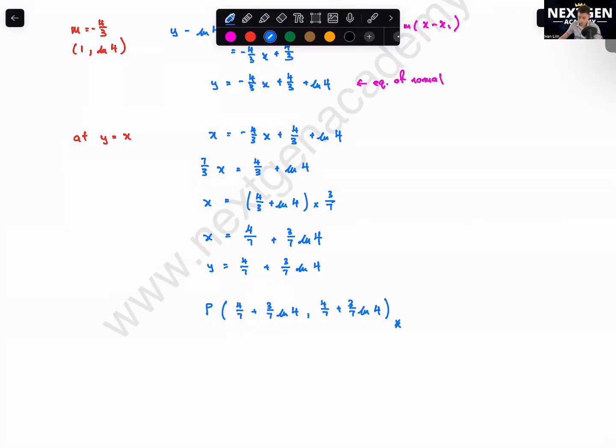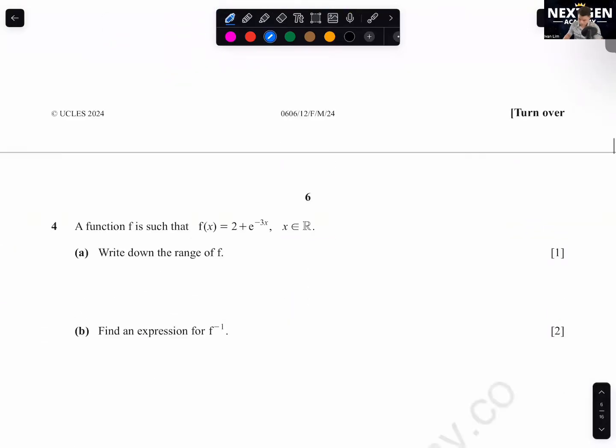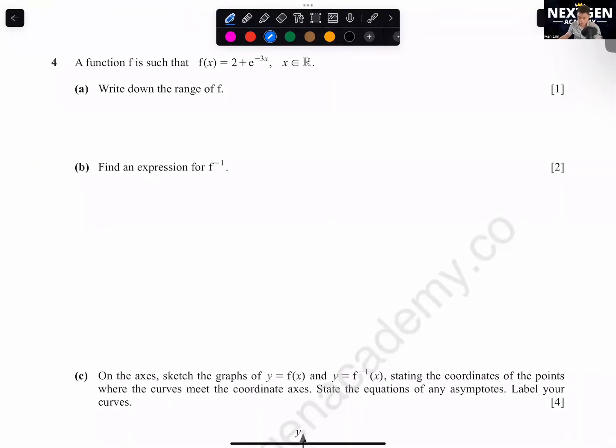Okay, let's go to number 4. A function f is such that f(x) = 2 + e to the power of negative 3x. Write down the range of f.